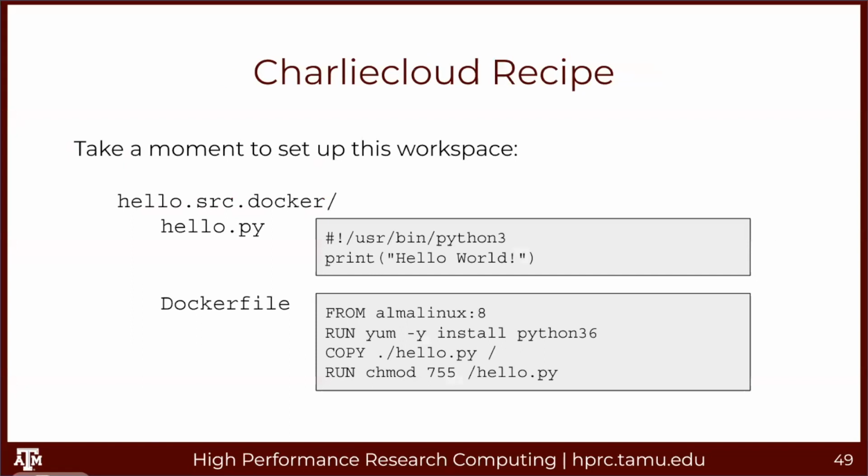So for the Charliecloud recipe, we're going to have to put these files in a space. So let's set up a workspace. It's just a directory where we're going to put some files to stay organized. The directory is not special. I chose to name it hello_source_docker because we're using Docker as the source of an image. And we need two files. We need a hello.py and we need a Dockerfile.